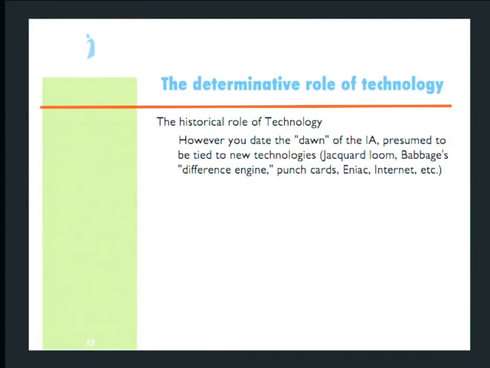If we're going to date it, when people date the beginning of the information age, it's the date of the PC, it's the date of the web, or you can take it back to Jacquard's loom in the 19th century, or Babbage's difference engine, which some people would say is the first mechanical computer. Punch cards, ENIAC, the first general-purpose programmable computer from the late 1940s. Wherever you locate the beginning of it, you're going to identify it in terms of information technology.